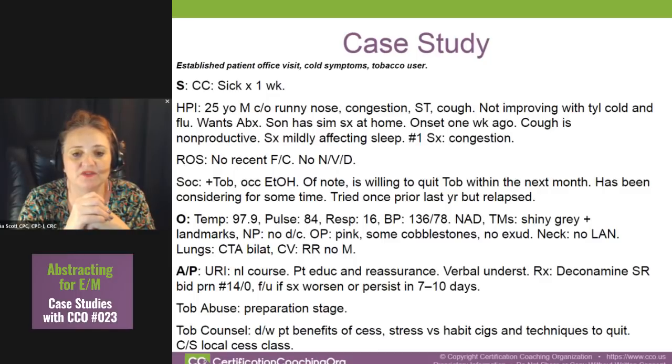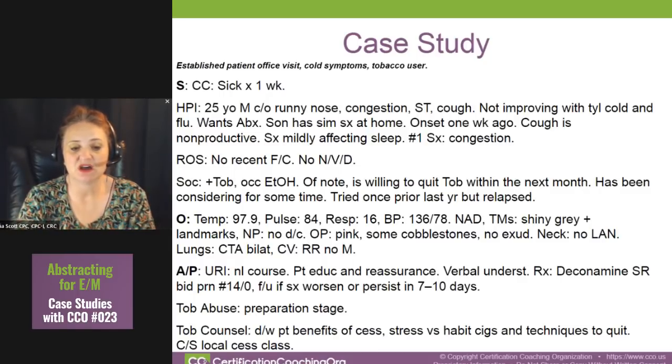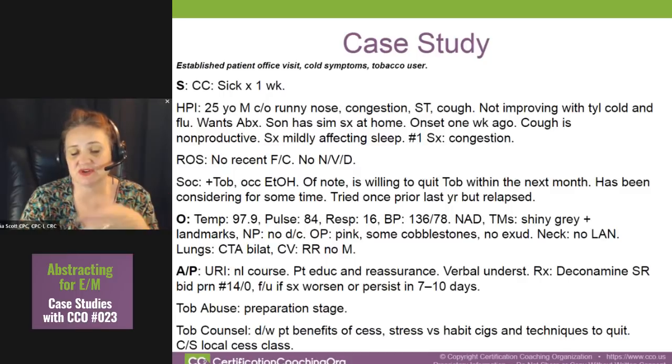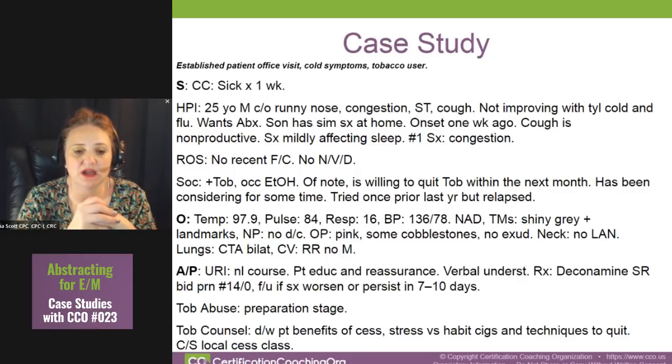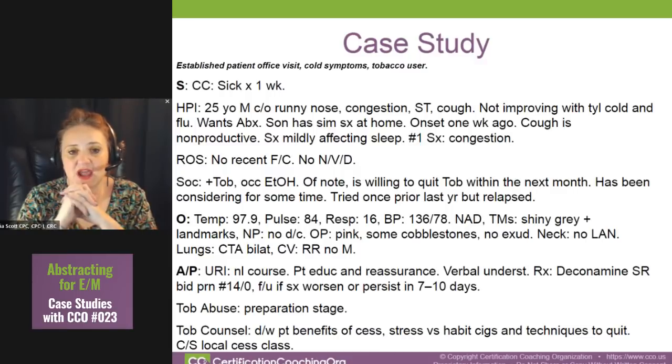So follow up if symptoms worsen or persist in 7 days. Now, notice here, tobacco abuse, preparation stage. So they're going to give also counseling. They talked about the tobacco abuse and then counseling on cessation of cigarette smoke. Why do they smoke? Is it stress related versus habit, and techniques to quit? And then also let them know about a local class. All right, so now look at all the things that we can abstract for them.